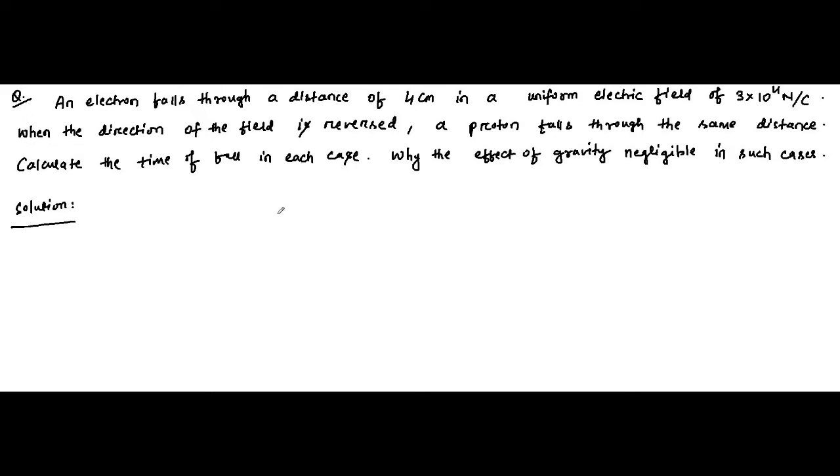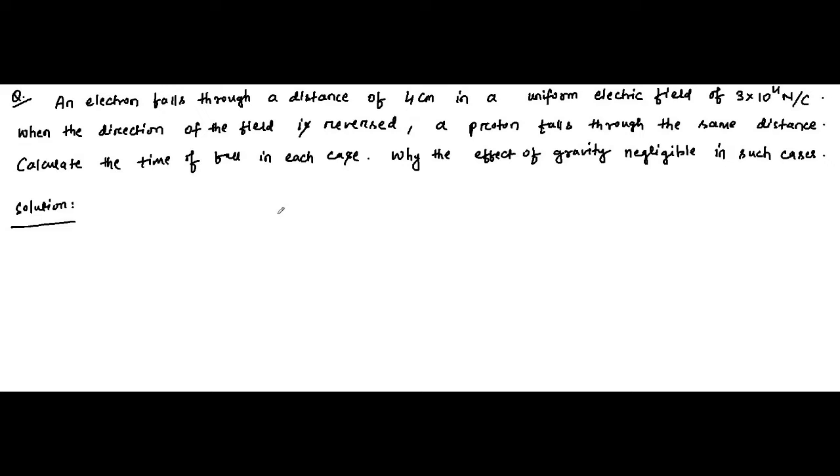We have been asked to calculate the time of fall in each case, that is first for electron, then for proton. And another thing which has been asked is to comment on why the effect of gravity does not come into play, or is negligible in this case. So we have been provided with the information. Now we have to translate it to the mathematical equations, diagram, and calculate the result.